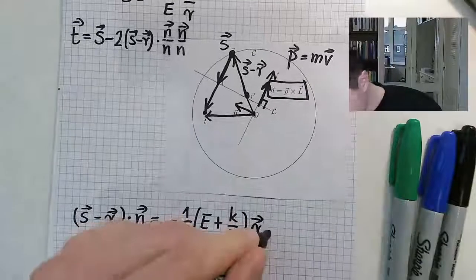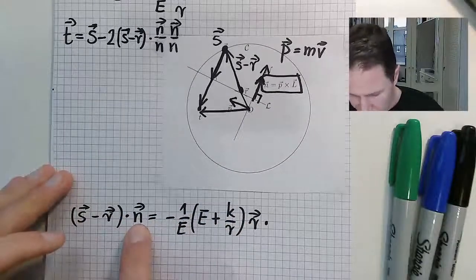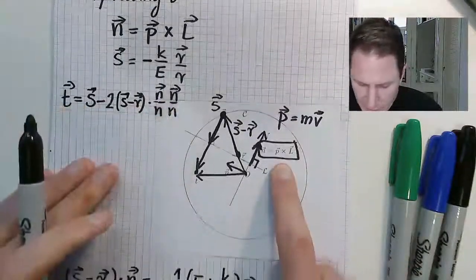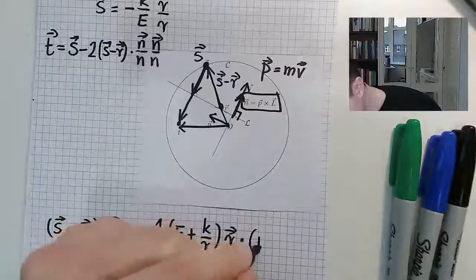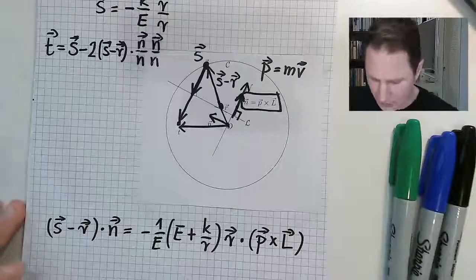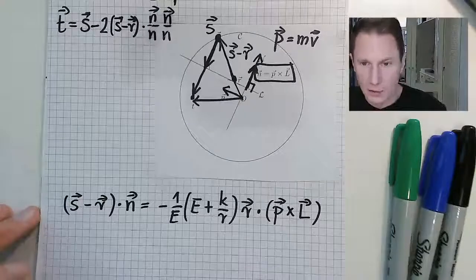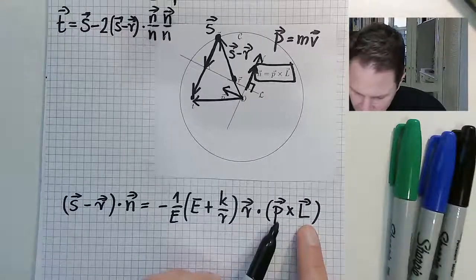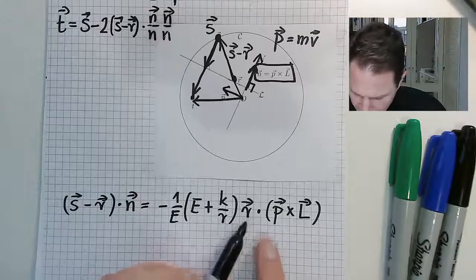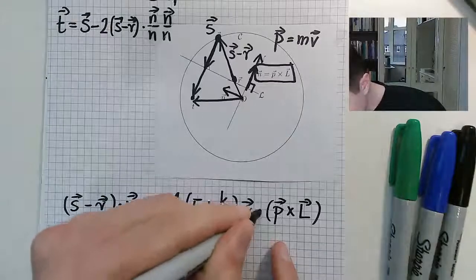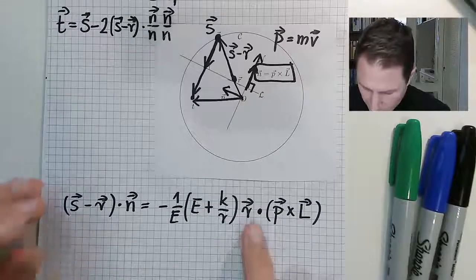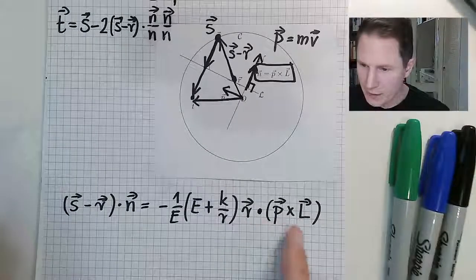And n, remember, the dot product is taken with n, and n is nothing but this vector product of the linear and angular momenta. That's the normal vector n. So now what we have here is a vector product of two vectors, and the position vector multiplied in a scalar product. Okay, so we have three vectors here.